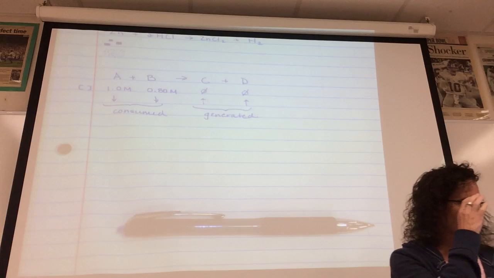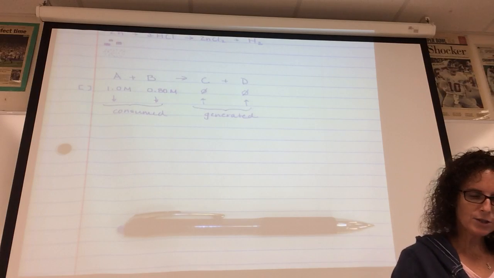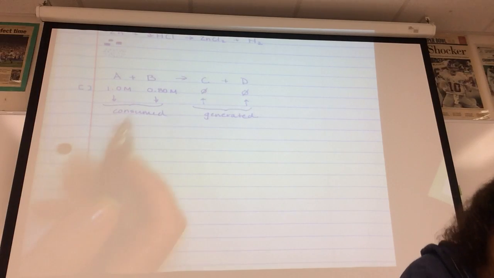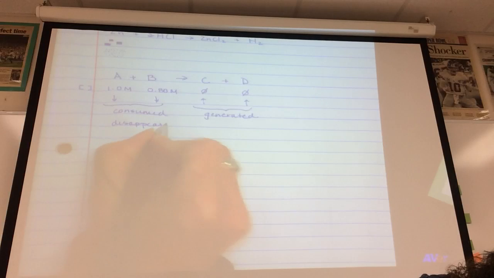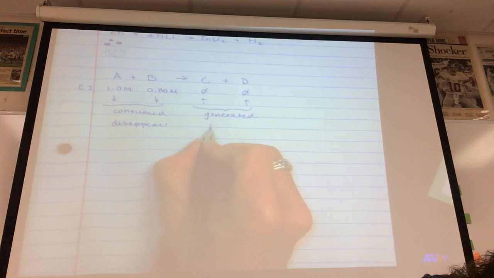And what we can look at then for a reaction rate is we can look at the rate at which reactants disappear, and we can look at the rate at which products appear.